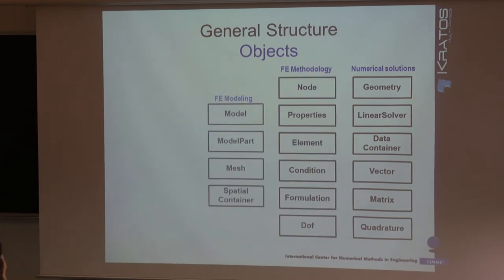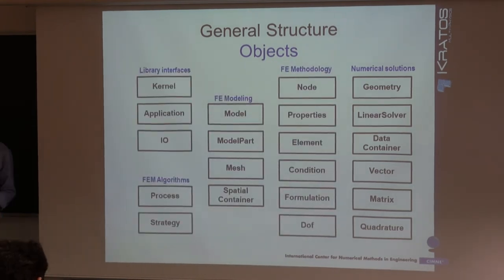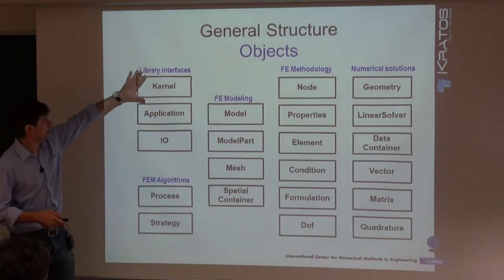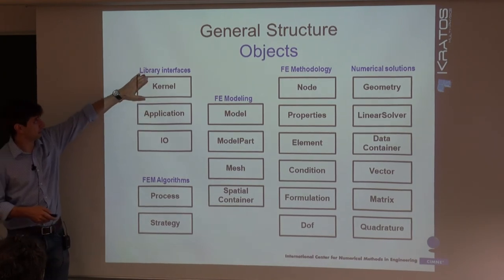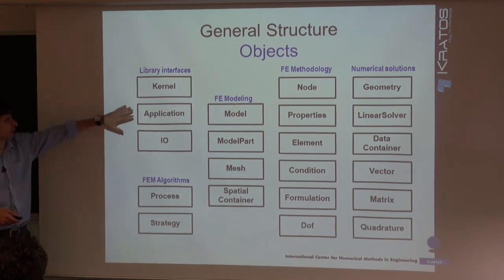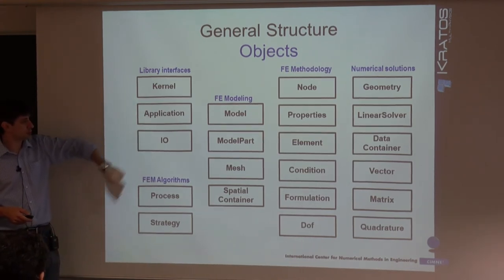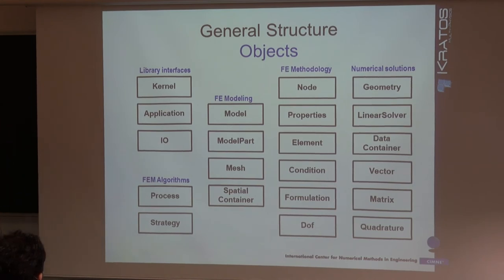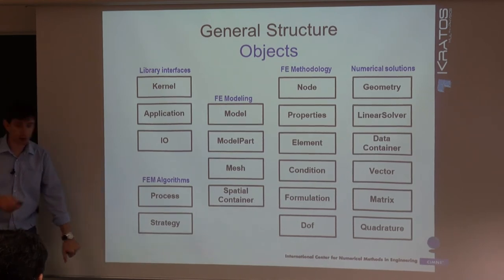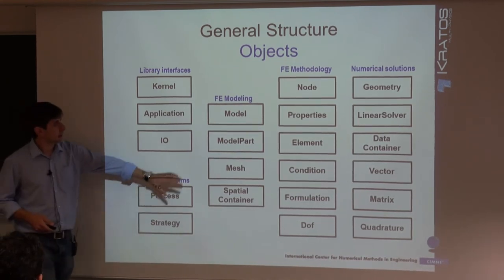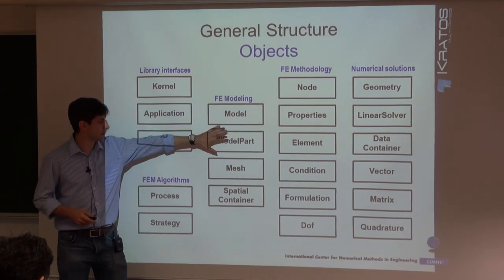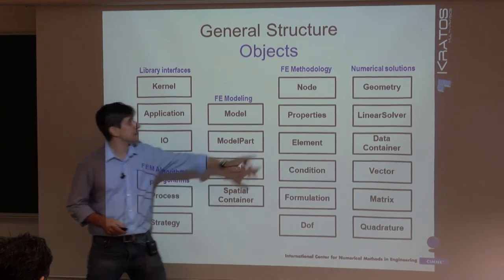Then, this kind of objects is what we have in Kratos. This is like a cloud. There are some classifications, library interfaces, where we have the kernel, basic functions that are used everywhere in Kratos. We have the applications, I/O functions to write or to read from input files. We have processes, strategies. I'll talk about them later on. About the modeling, we have model parts. These are subdomains. We have meshes, spatial containers.